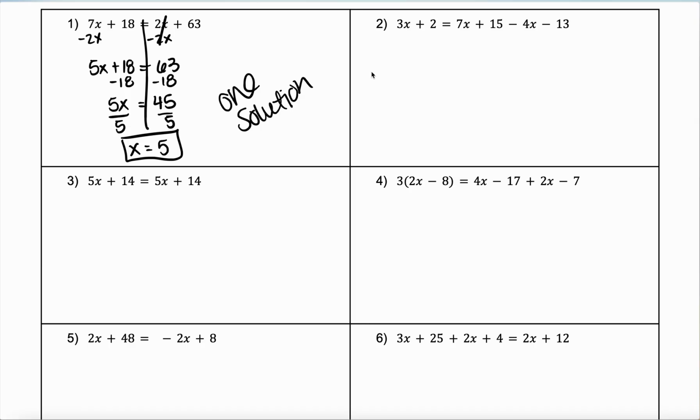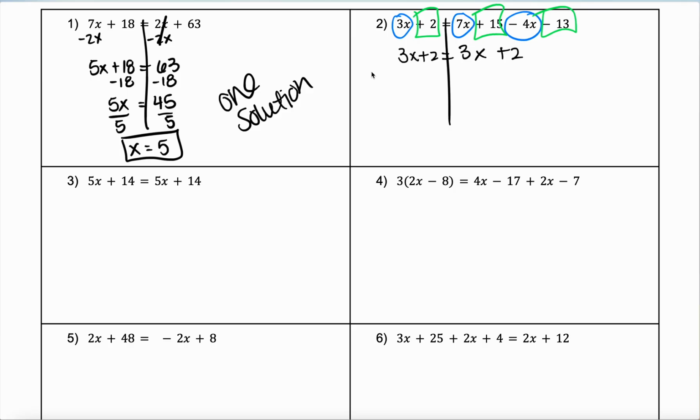Let's move on to our second example. So I'm going to draw my line down my center. And I have a lot of things going on in this one. So our first thing is I'm going to identify some like terms. I'm going to start off by combining like terms on the same side. So I'm going to leave my left side alone. But on this right side, I can combine 7x and negative 4x to give me 3x. And then I can combine my 15 and my negative 13 to get an answer of a positive 2.